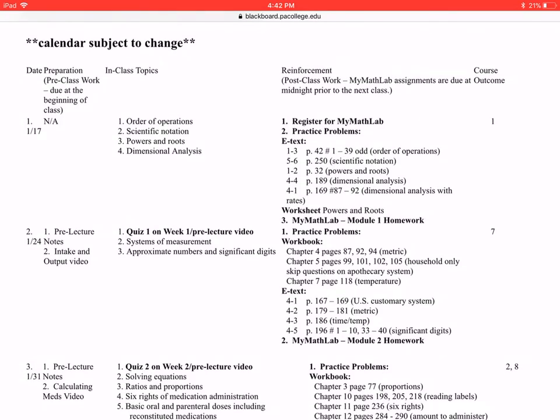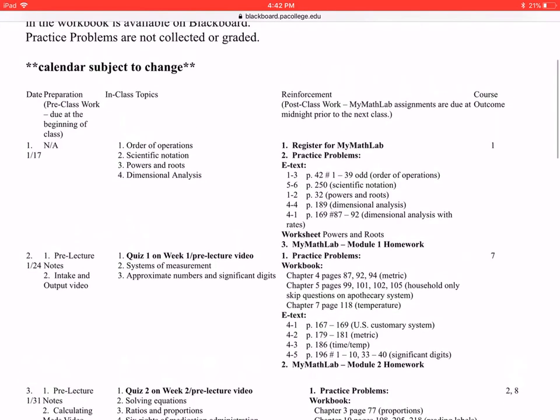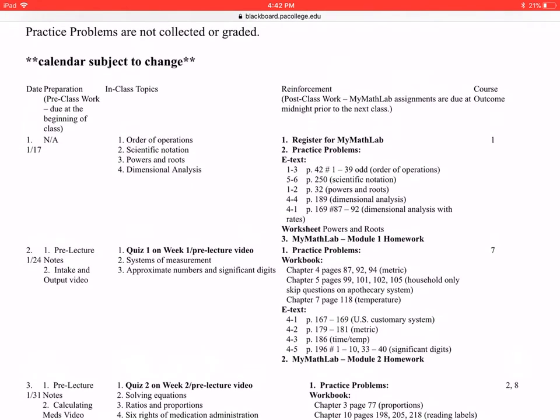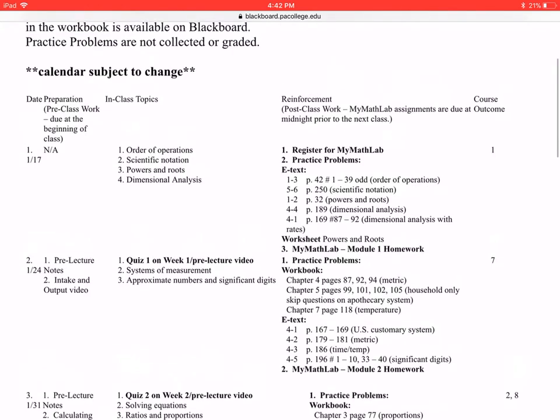So on the left, we have preparation classwork and in-class topics, and then on the right will be your reinforcement and post-class work, which will be our homework. So for this class, we didn't have anything due at the beginning of class. In class, we're going to go over the order of operations, scientific notation, power and roots, and dimensional analysis. So I have videos for all of those online.